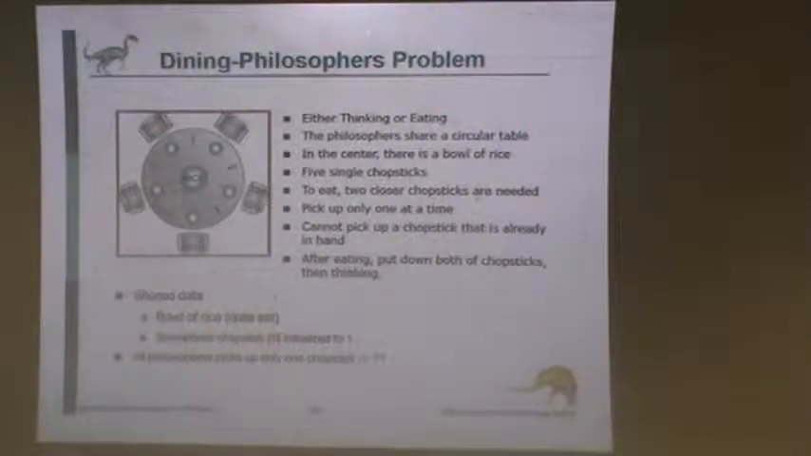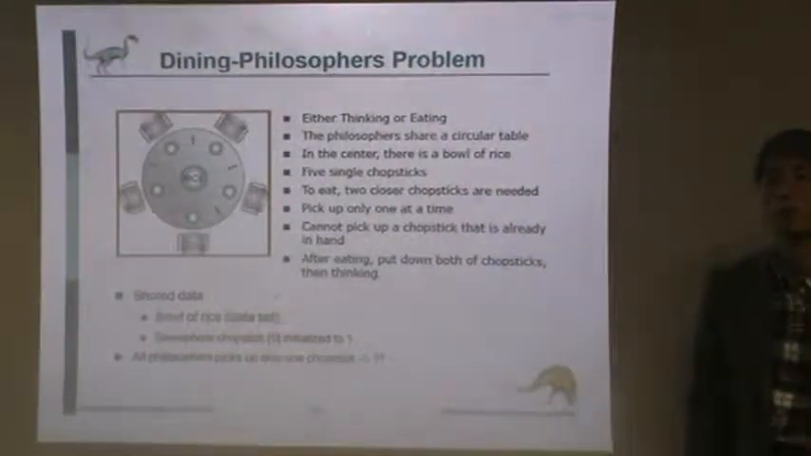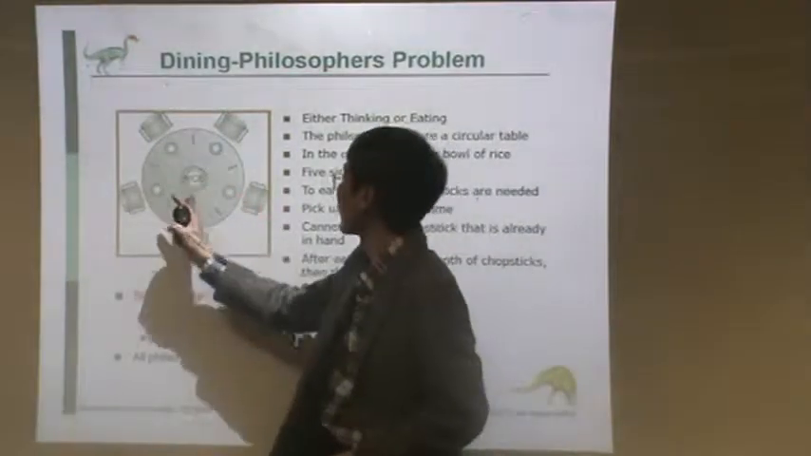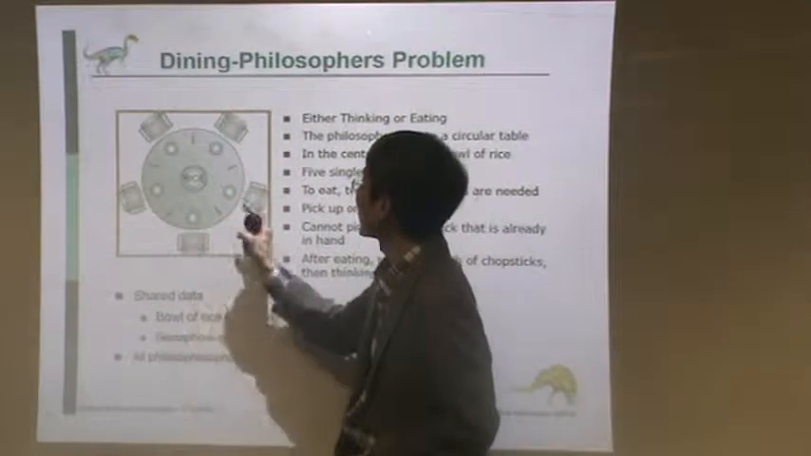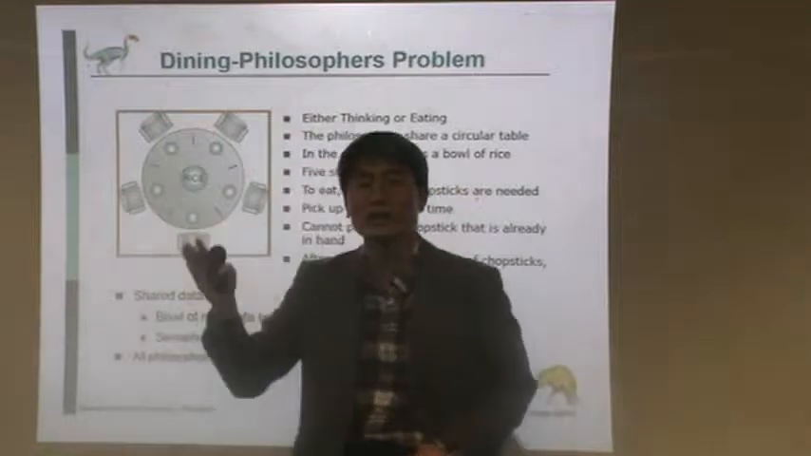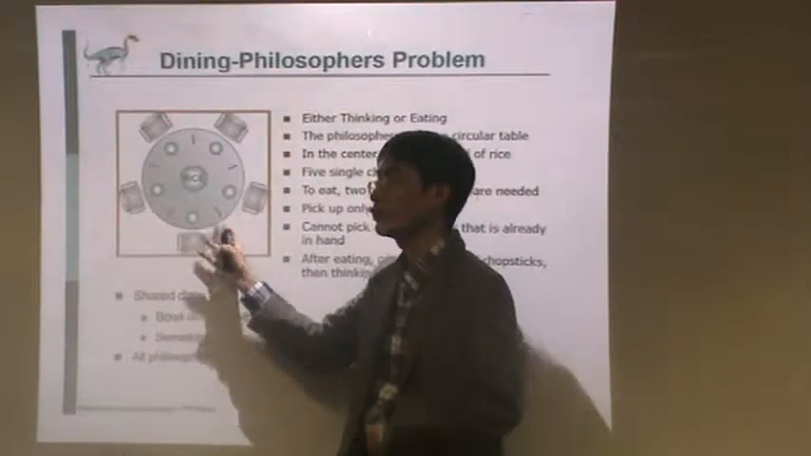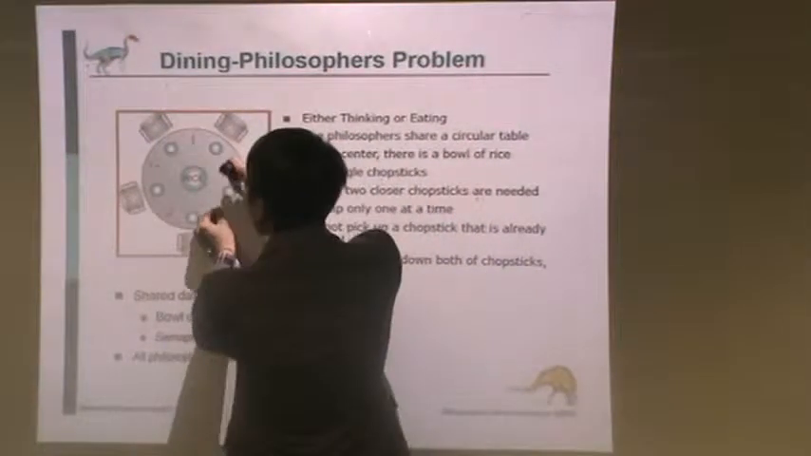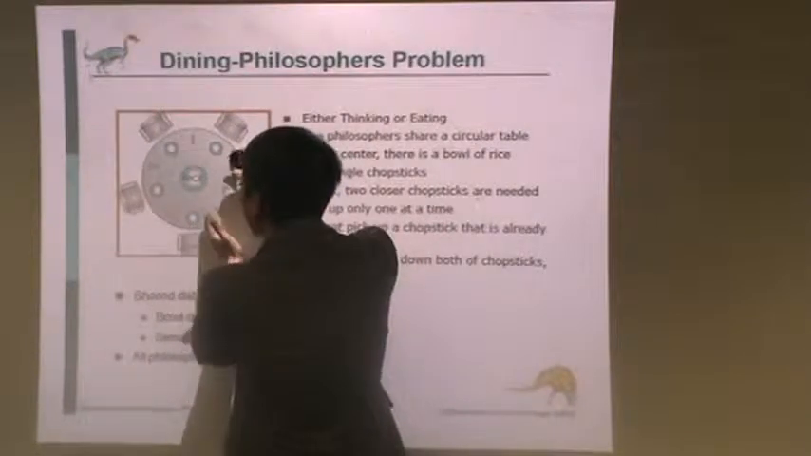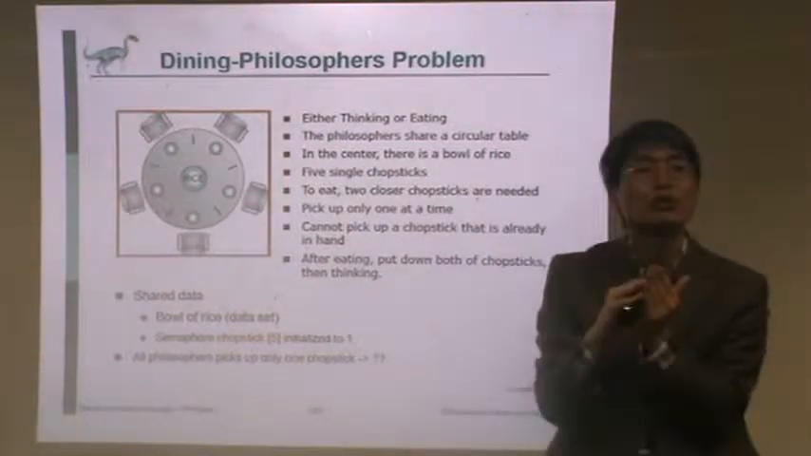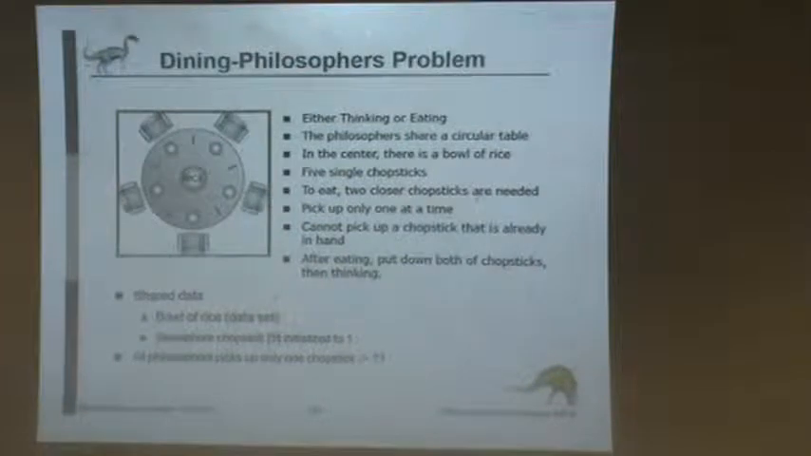Anyway, this is the synchronization problem. There exists shared data that many processes would like to access. But the condition is that they need to get a kind of lock. How many locks? 2 locks. Okay? 2 chopsticks. So how can we address that problem?